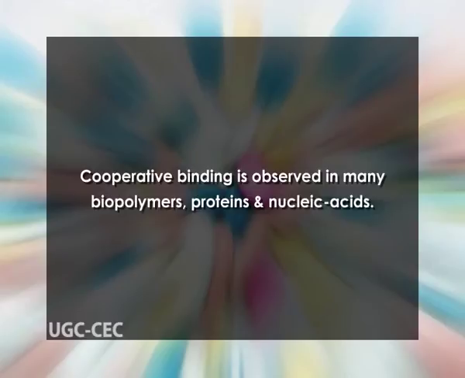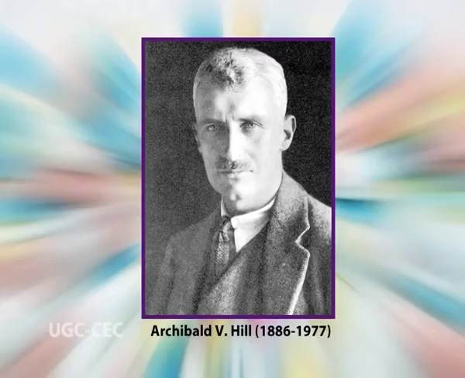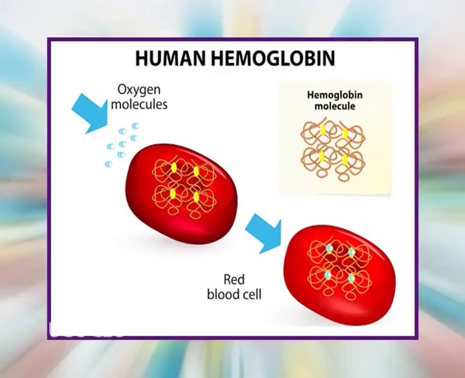Cooperative binding is observed in many biopolymers including proteins and nucleic acids. Cooperative binding has been shown to be the mechanism underlying a large range of biochemical and physiological processes. The first description of cooperative binding to a multi-site protein was developed by A.V. Hill, drawing on observations of oxygen binding to hemoglobin and the idea that cooperativity arose from the aggregation of hemoglobin molecules, each one binding one oxygen molecule.